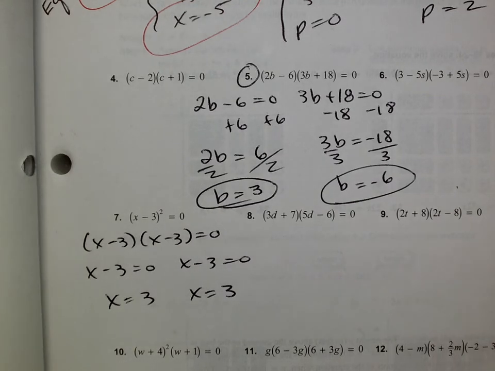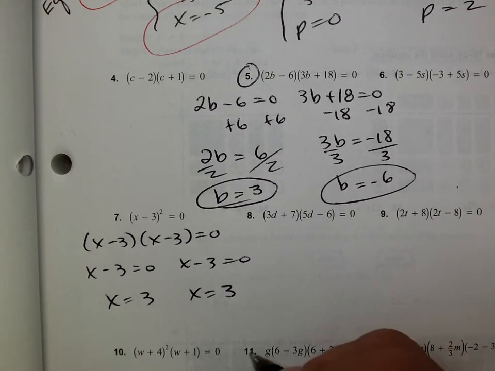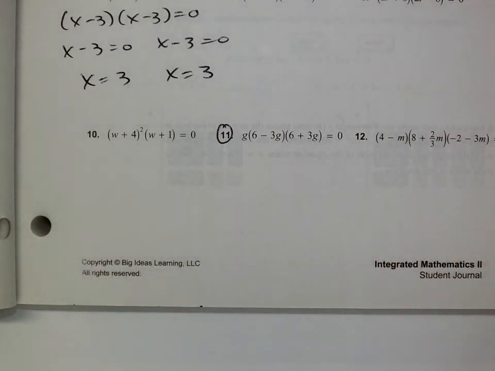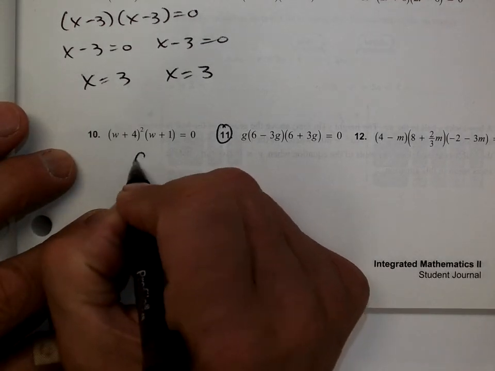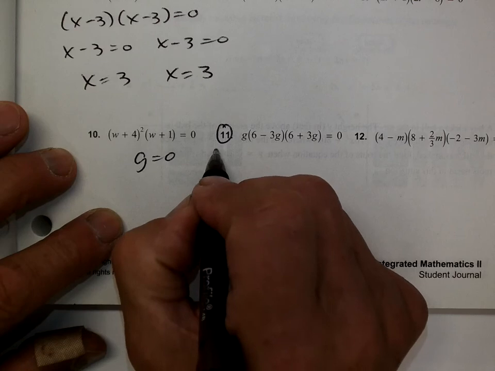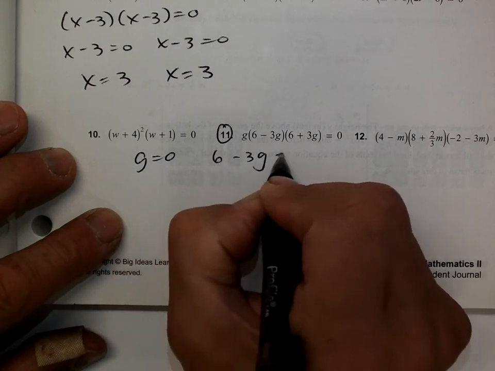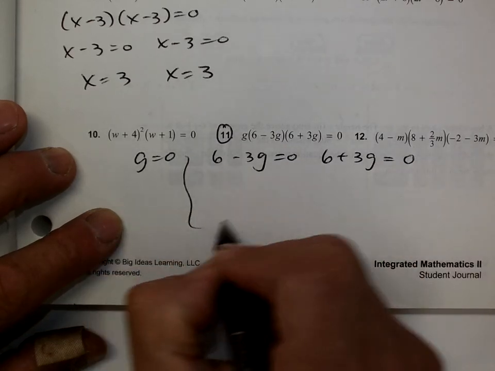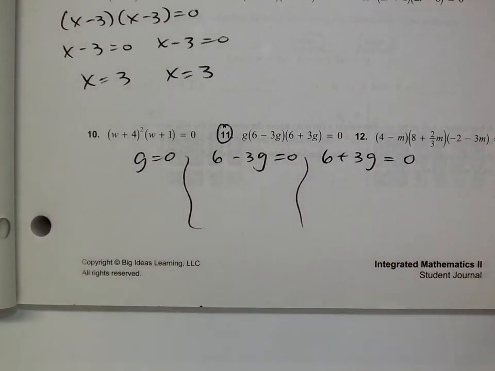All right, now, let's take a look at 11. Slide it up, 11. How many answers? 3. You guys agree? Agree? 3 answers. So I'm going to have g equals 0. I'm going to have 6 minus 3g equals 0, and I have 6 plus 3g equals 0. Okay, so I have 1, 2, 3 equations, which should give me 3 answers, right? One of the answers is already there, right? g equals 0, that one's done. There's one answer, 0. The other two, I'm going to need to solve.